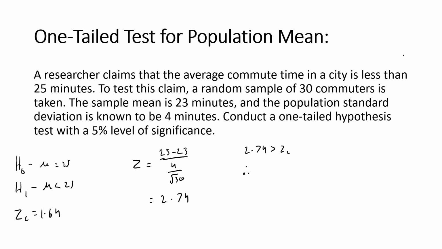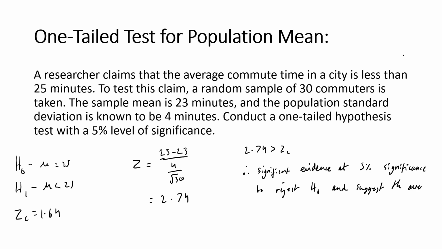Therefore, significant evidence at 5% significance to reject H naught and suggest the average commute time is less than 25 minutes. That would be our conclusion.